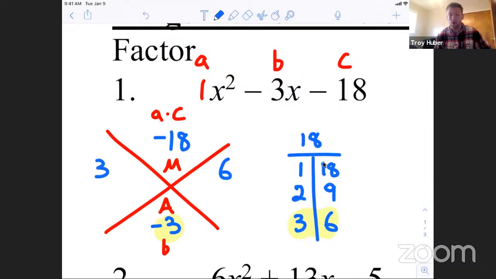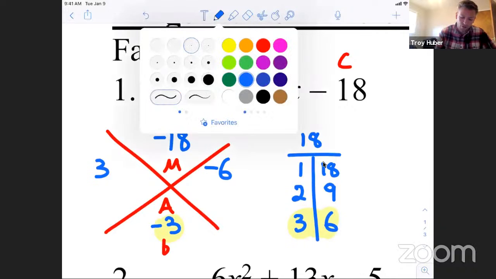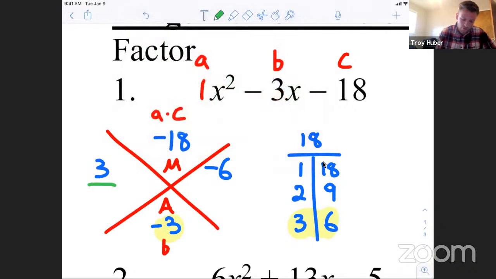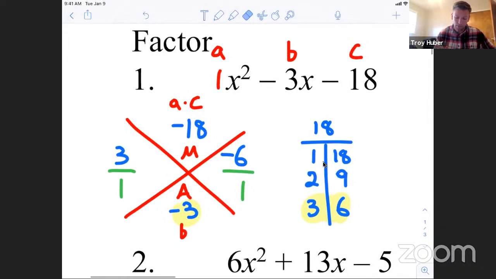But again, I have to make one of these negative. Notice that these two have to add to a -3. So I actually want to make this a -6, because when I do -6 plus 3, that's going to give me -3. And that's how we do our factoring. Now, your last step is we want to put both of these over your A value, which remember in this one is 1. So I'm going to put both of them over 1. And then to write our answer, we always write from the bottom to the top.